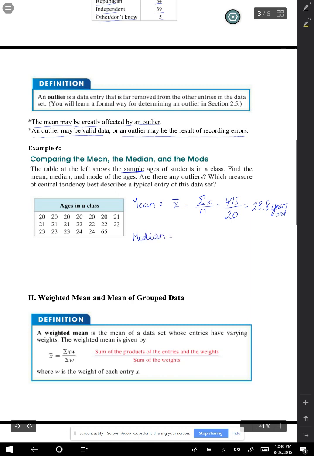And this one's nice because they're already in order for us. So if we count 20, then if you take off 9 from each end, that leaves 2 numbers in the middle.